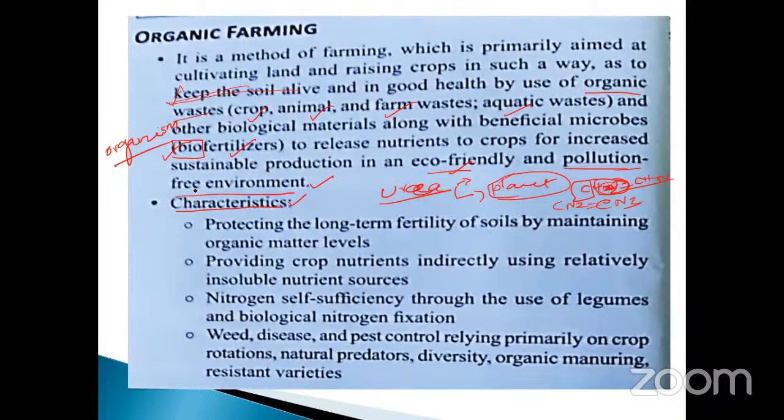What are the characteristics of organic farming? See, protecting the long-term fertility of soil by maintaining organic matter level. That is very, very important, my dear students. This is the first point. Second, providing crop nutrients indirectly using relatively insoluble nutrient sources.